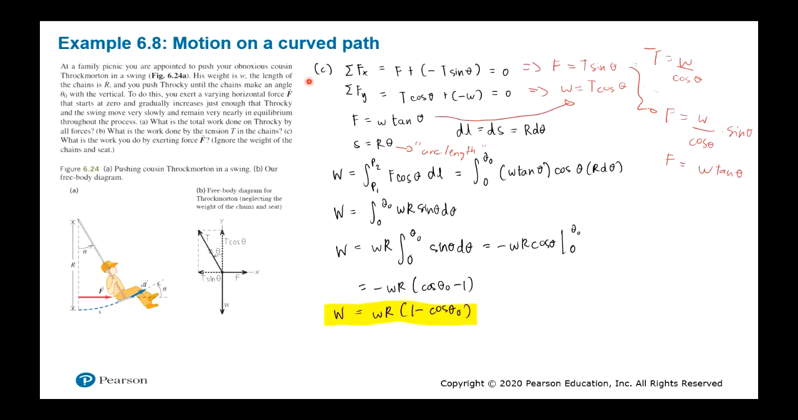Okay, so first we have to get Fx, and we know that along the x-axis there's the force you exert on the swing, and then minus T sine theta, which is the x component of the tension of the chain, and it's along the negative x axis. And then for the y axis, we have T cosine theta, which is the y component of the tension of the chain, and then the weight of the swing and the chain as negative W. We equated them to zero because of Newton's first law.